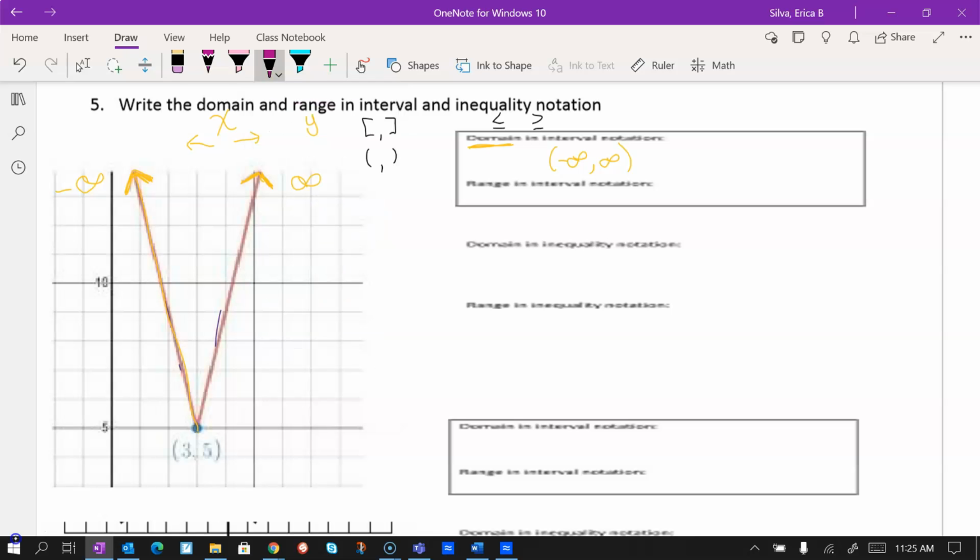Now to find the range, your y values, we go to the lowest point and the highest point. So this is my lowest point, and the lowest point is at 5. And because it's including the 5, we're going to use a bracket. And then we want to look at the highest point. The highest point, there's an arrow, so it's going to go to positive infinity. So to write my range in interval notation, my lowest point is at 5. It's including, so we're going to use a bracket. And my highest is infinity. And we're going to use a parenthesis because we always use parentheses for infinity.